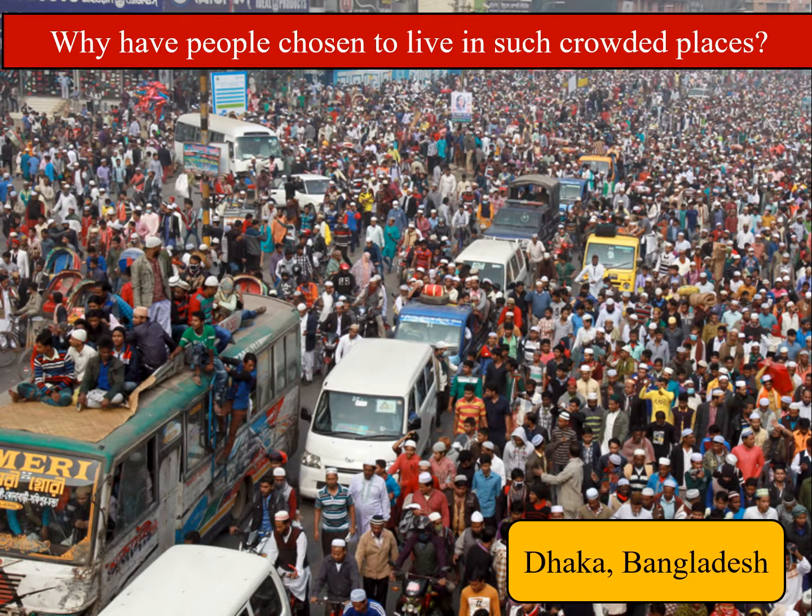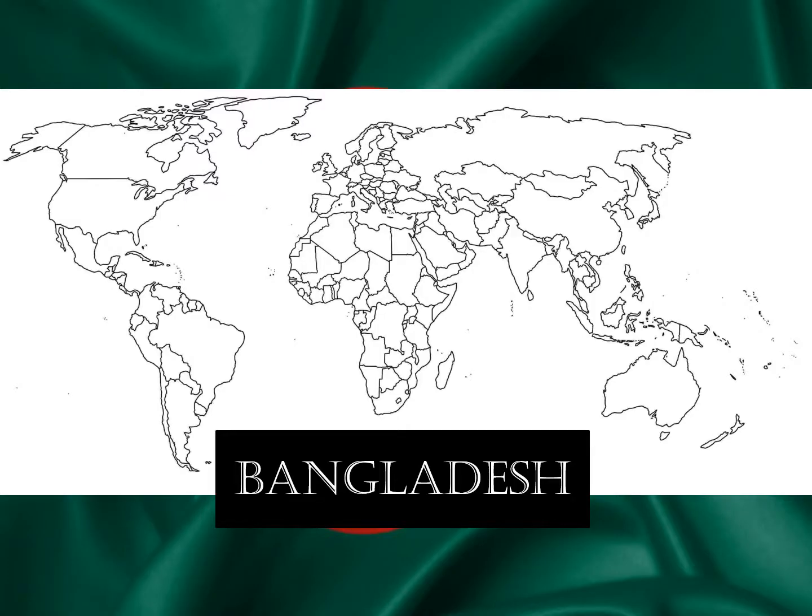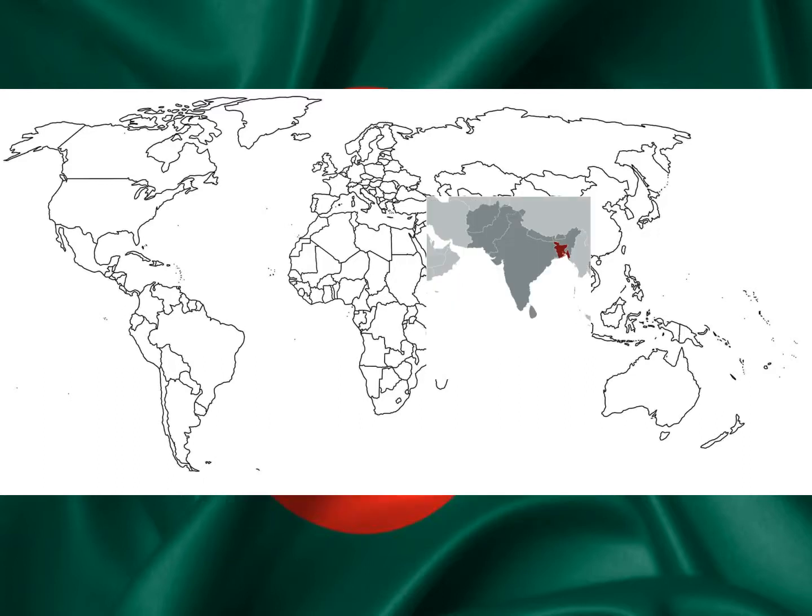Why have people chosen to live in such crowded places? Bangladesh is one of the most densely populated places on Earth. Bangladesh, being one of the most densely populated places on Earth, is because of its land size compared to population. China is the most populated country on Earth, but it is not the most densely populated, and that's because China has a lot of land area. Bangladesh, however, is a very small country with a large population, which means there's a lot of people per land area.